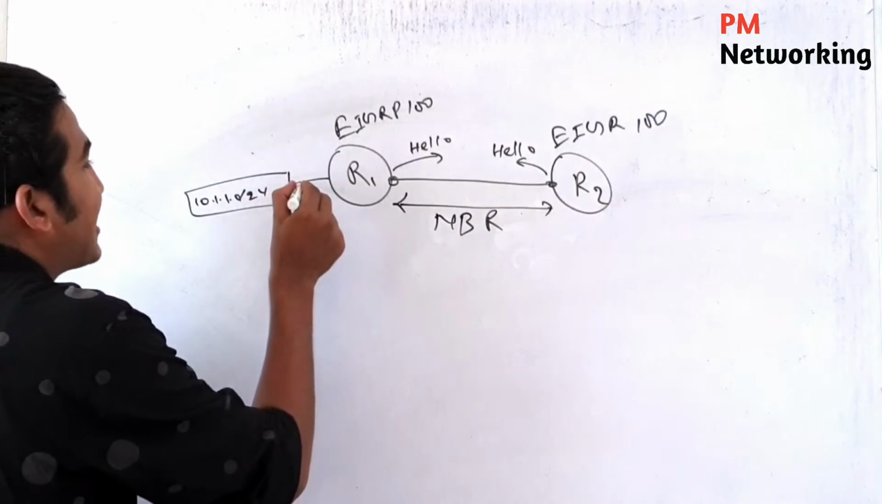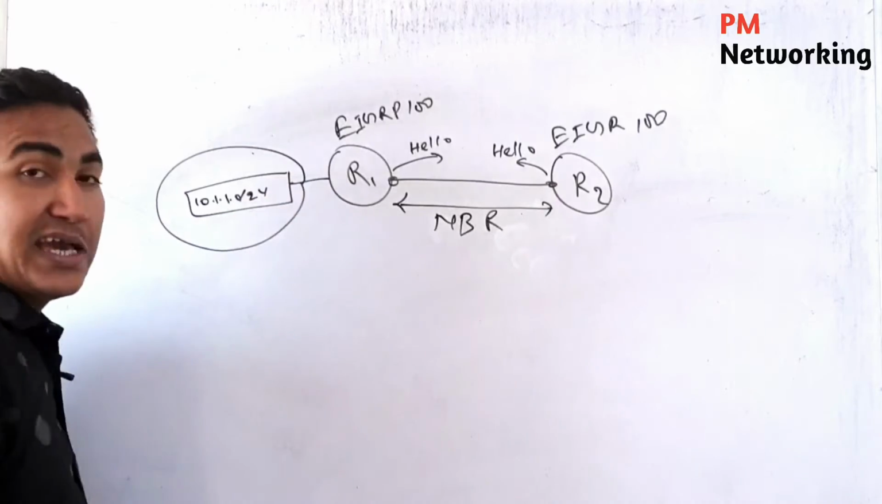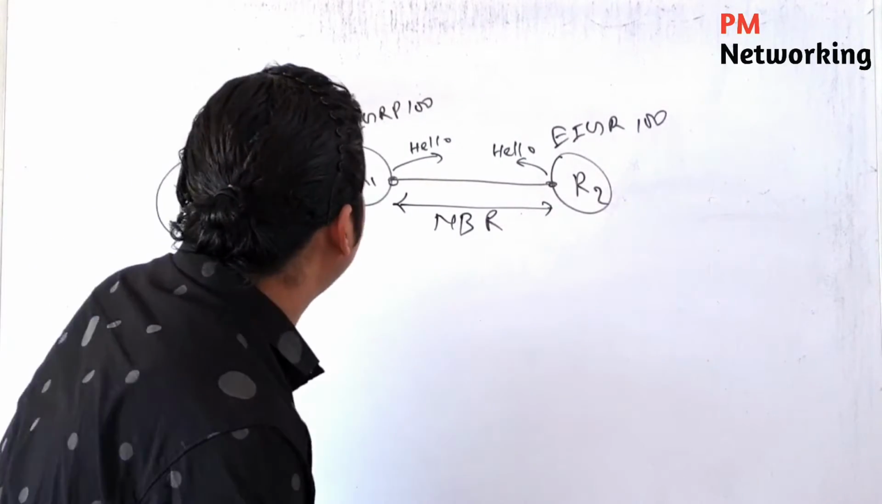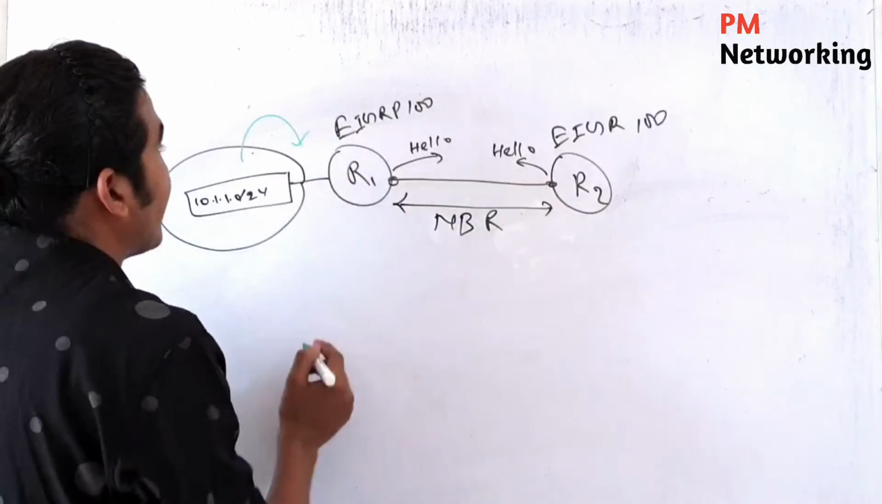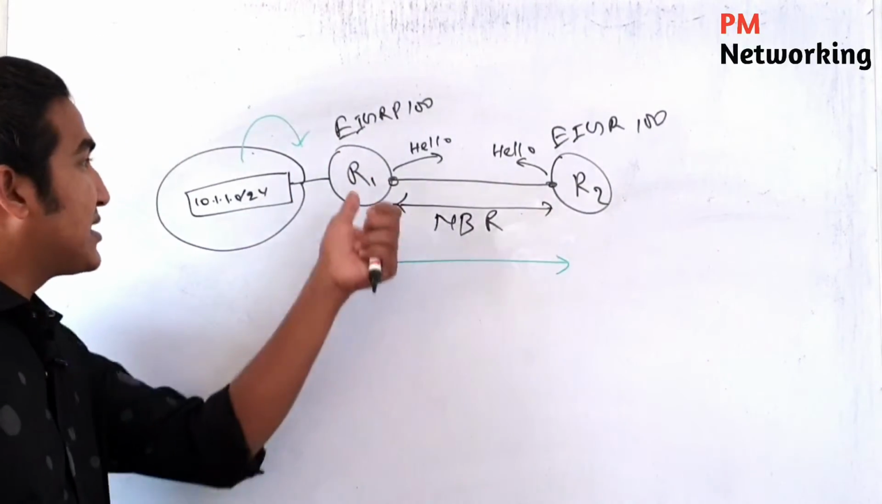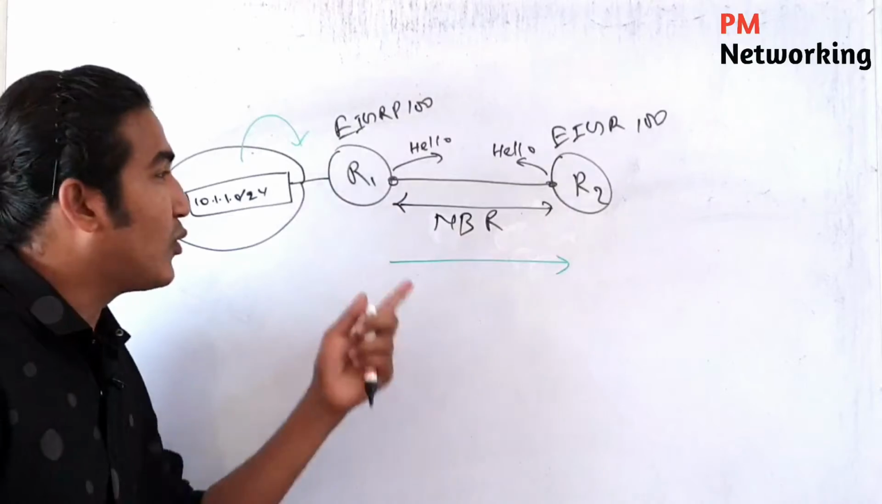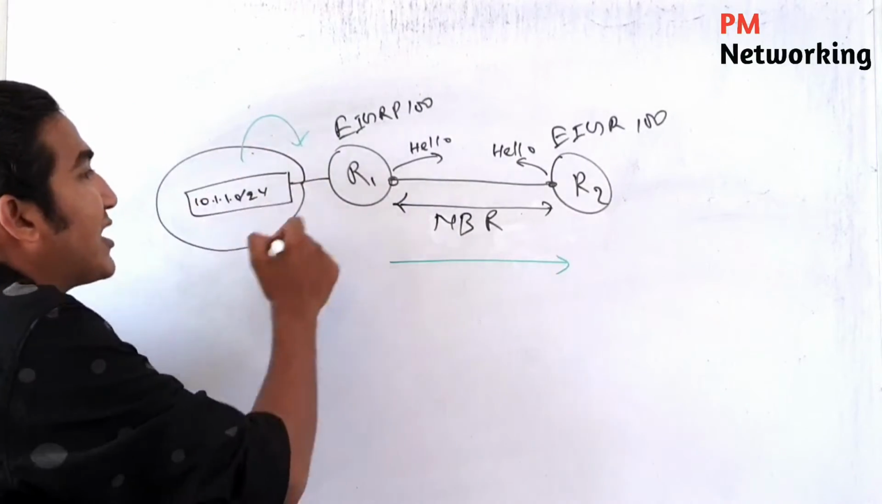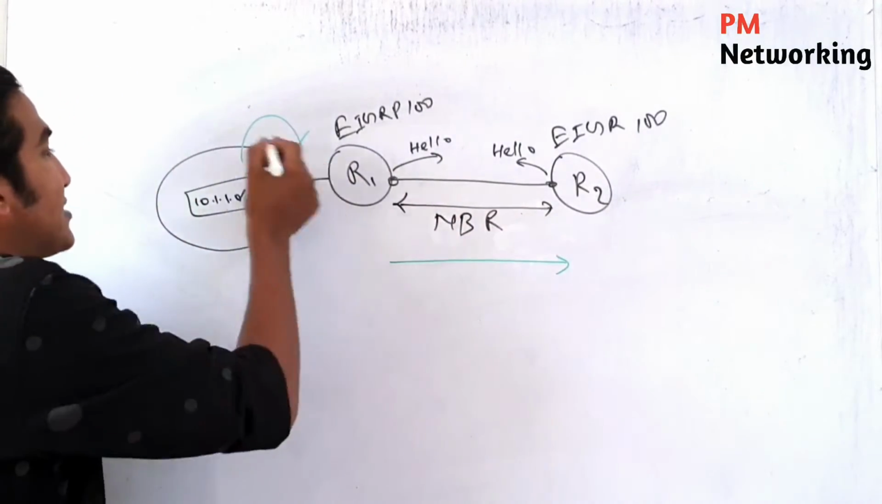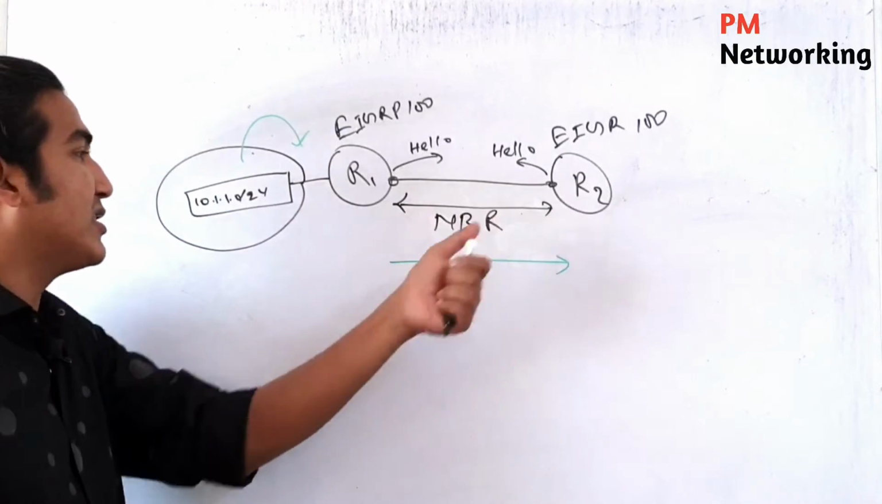So when I advertise this prefix in EIGRP, this router will send one update. Why update? To share the network information with the neighbor. So what is the use of the update message? Sharing network information with the neighbor, right?